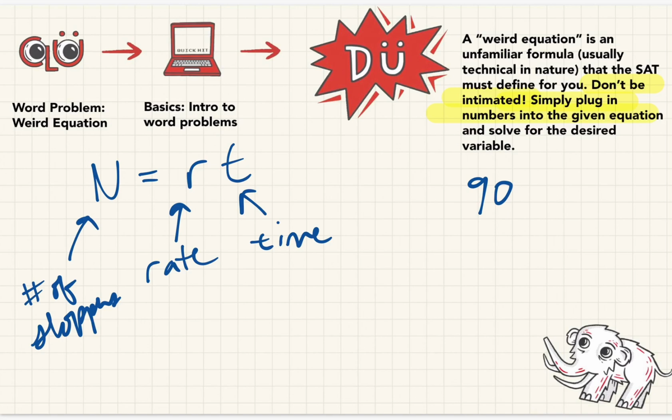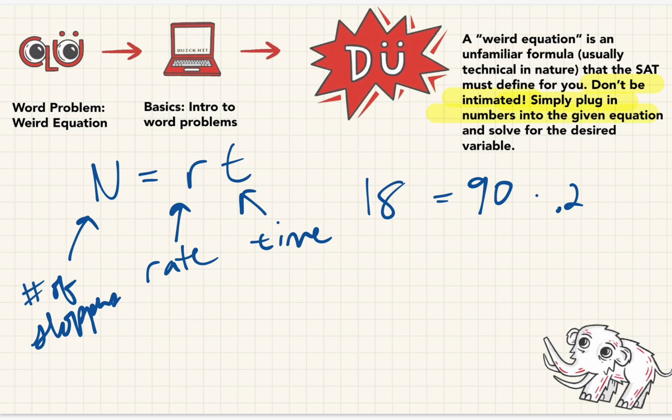We can't have hours and minutes, so I'm going to turn 12 minutes into hours. I do that by dividing 12 by 60, and I realize that 12 minutes is simply 0.2 hours. That's how we can align those. And that means 0.2 times 90 is 18. We know that 18 stay in the store at any given time.